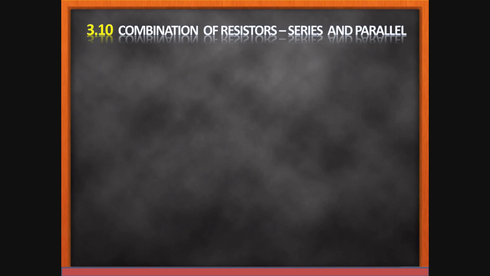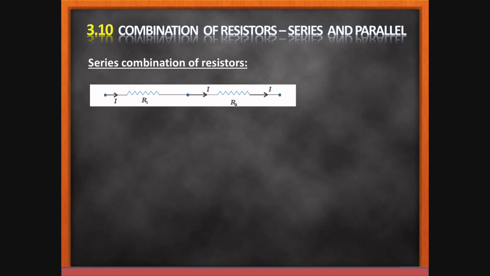Next is combination of resistors in series and in parallel. Resistances can be attached or joined in series or parallel combinations. So first, series combination of resistors. Consider two resistors R1 and R2 joined in series and let I be the current passing through it.